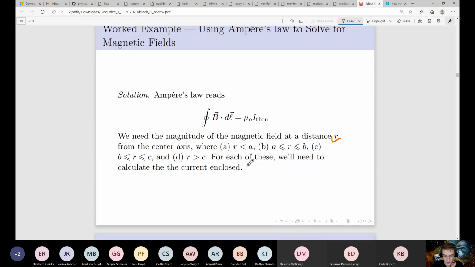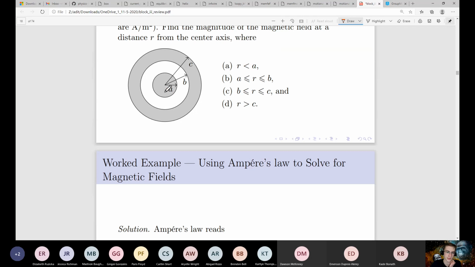Our first step in using Ampere's law, I like to start with finding the current enclosed by that Amperian loop. So let's just go down the line. Let's start with part A and figure out what the current enclosed is when r is smaller than the inner wire radius, so when r is inside here.